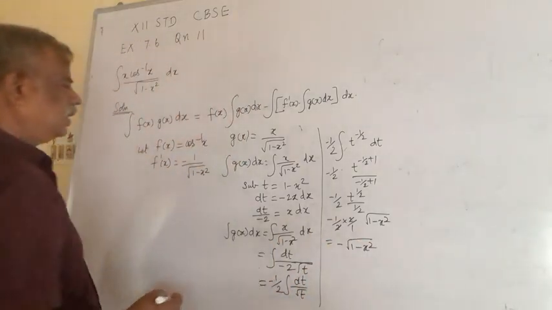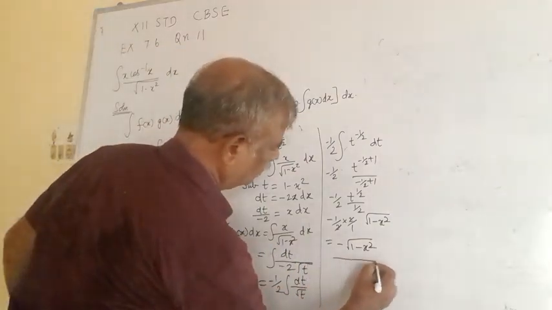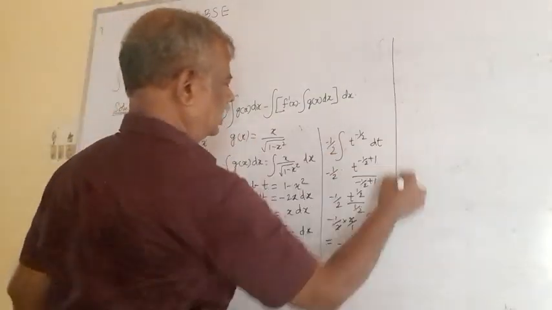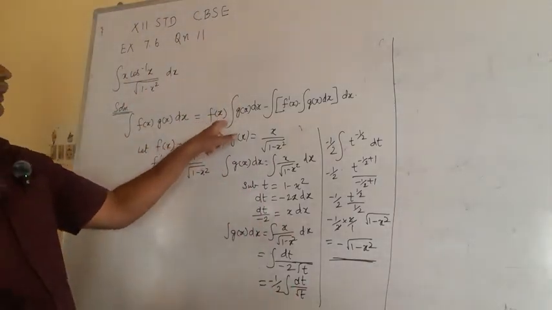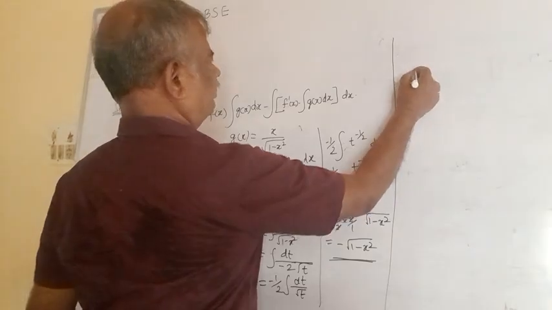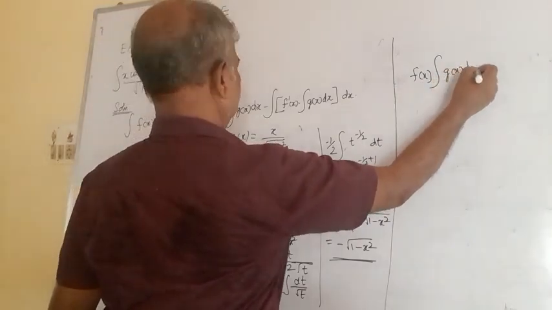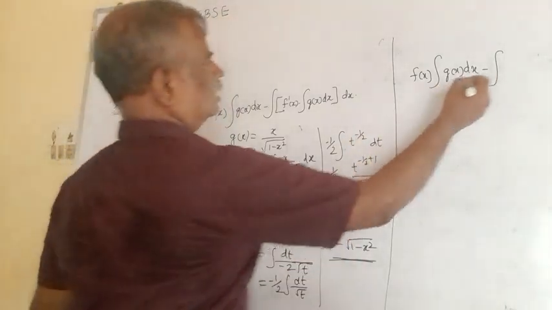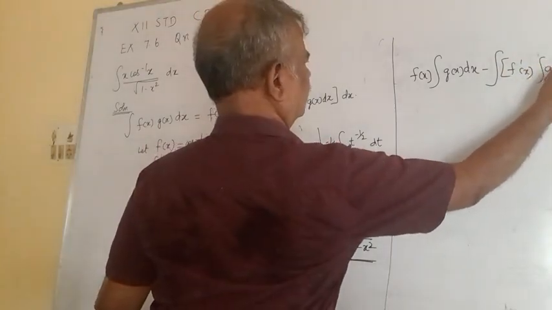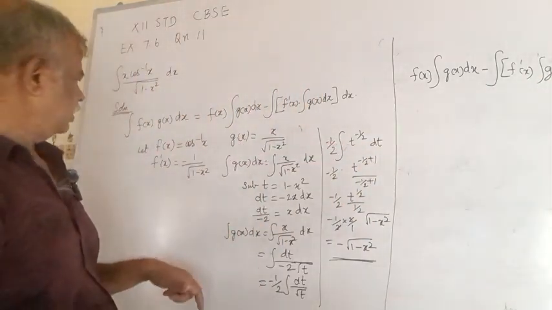It is the integration of g of x dx. The answer is minus root of 1 minus x square. Now, I am going to put the result. What are the answers coming here? F of x integration of g of x dx minus integration of f dash x integration of g of x dx. What are the results coming here?